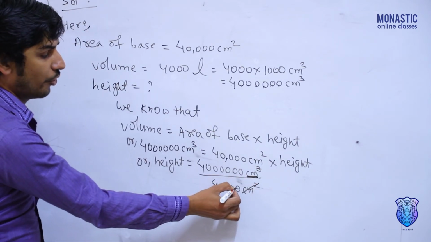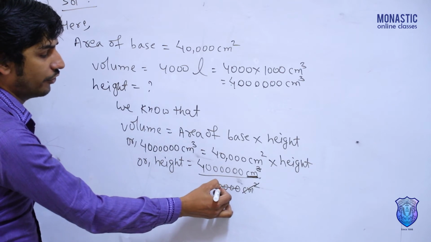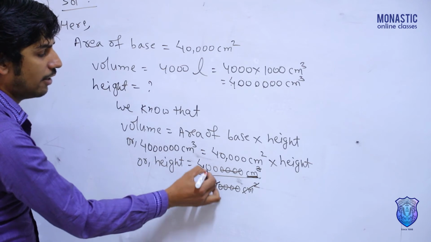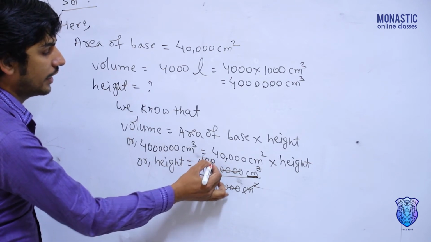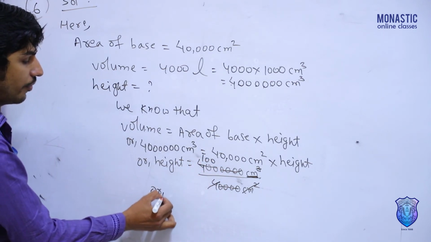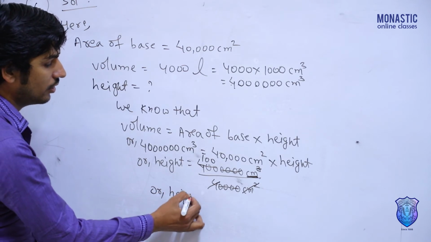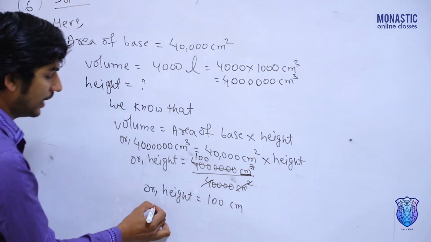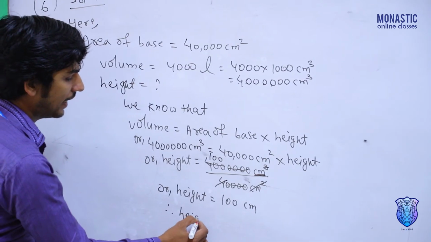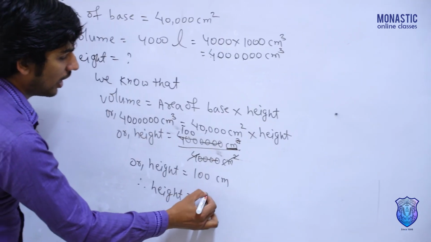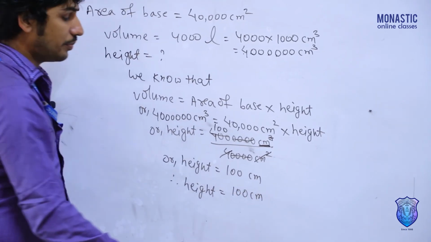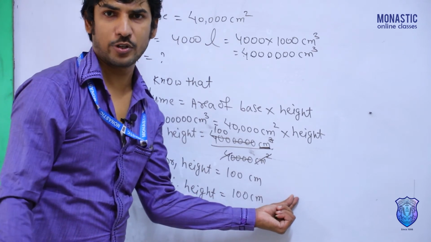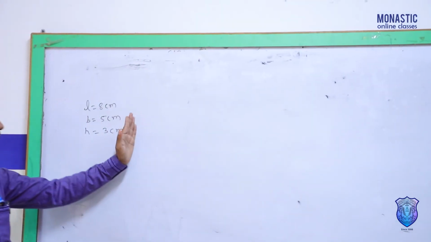So 0. 1, 2, 3, 4. 1, 2, 3, 4. Means how much? The 100, take, height is equal to how much? 100 centimeter. Therefore, height is equal to 100 cm. It means 100 cm, also take, 1 meter. There is no problem. Okay, see.